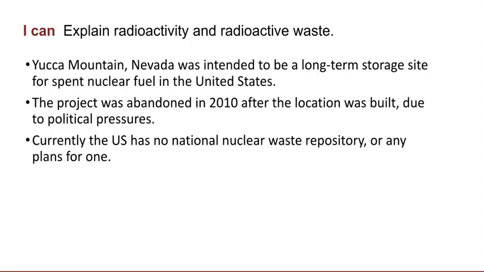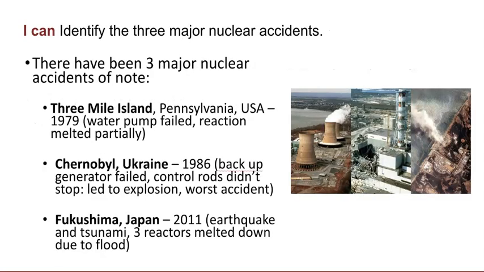a replacement. All right, you do have to know the 3 major nuclear accidents that occurred in the past. The first one is 3 Mile Island, in Pennsylvania, and it was a partial meltdown because a water pump failed. So nowadays, nuclear power plants are built with overriding functions so that if a water pump fails or there's human error, it will automatically correct the problem.